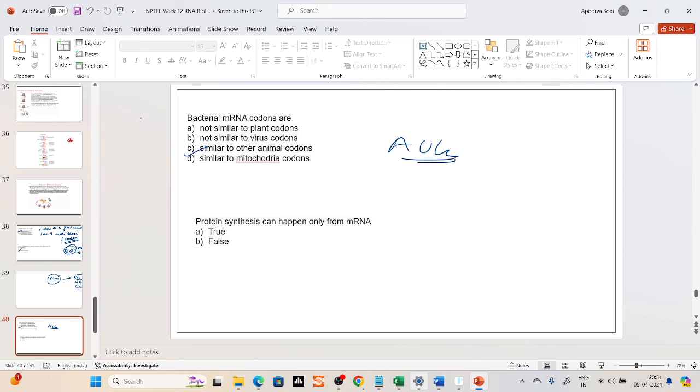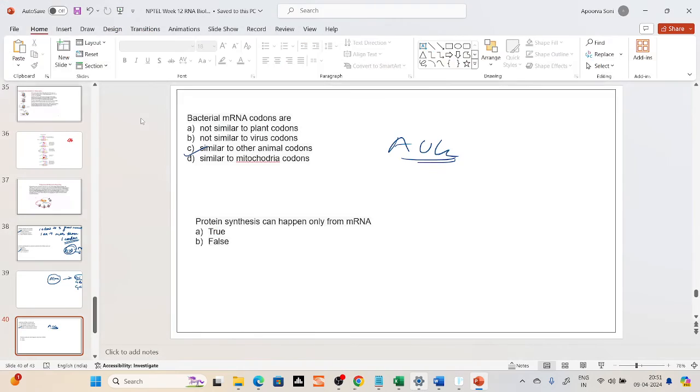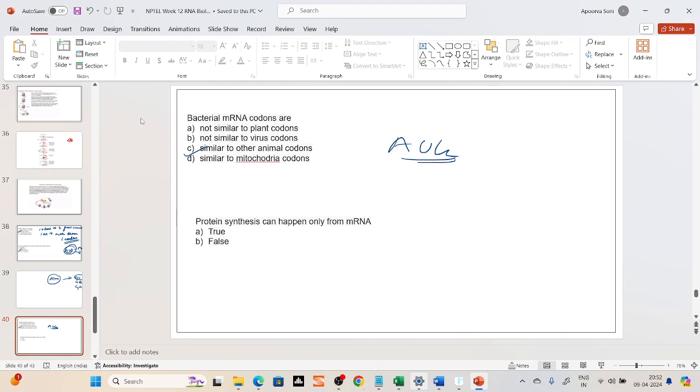True or false? Think. Try to answer this question. False. Kavita has answered false. Any other? Tejaswini has answered false. So why do you think it is false?